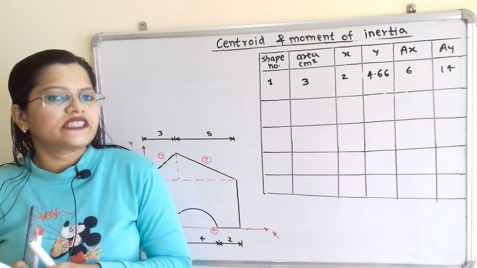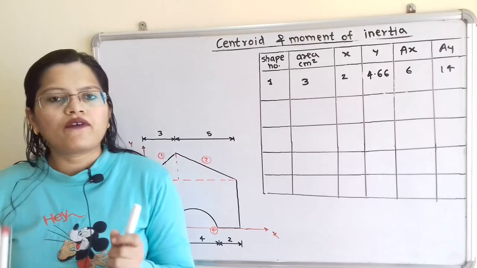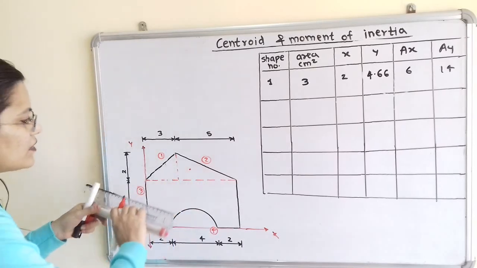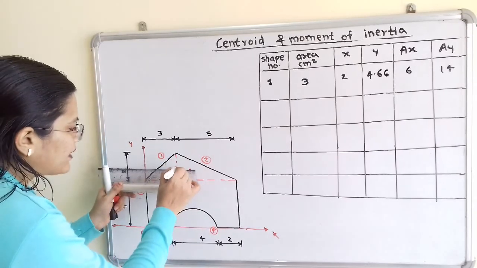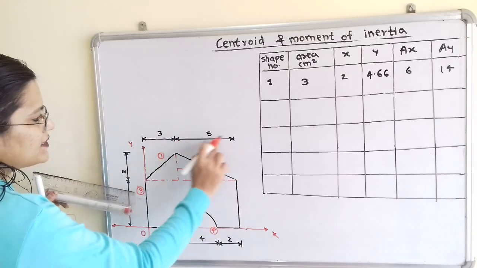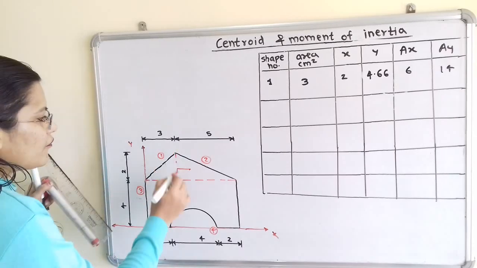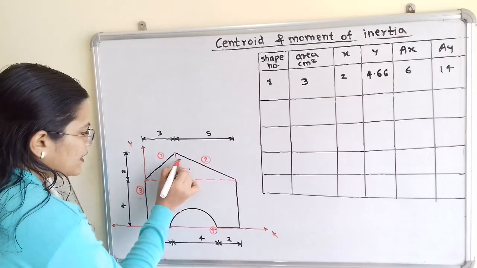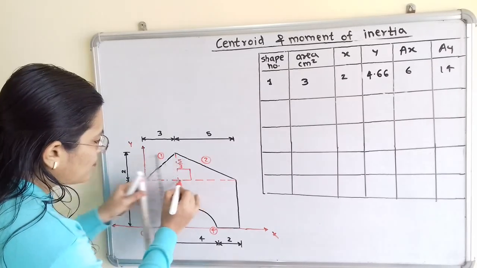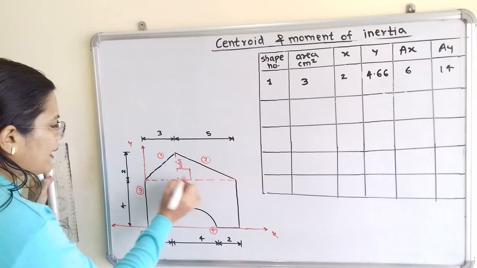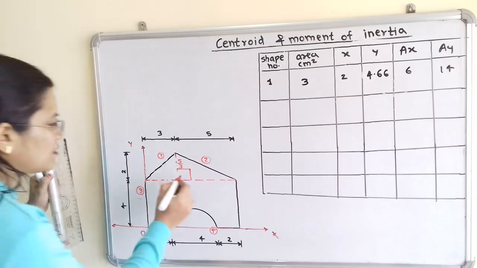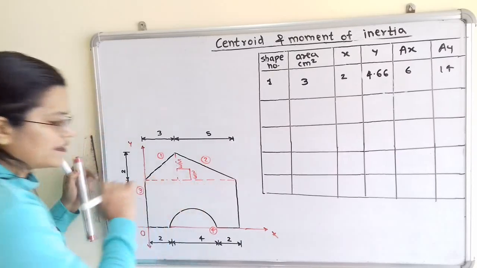Now we will move to shape number 2. First we have to select the center of this triangle, so we will select this point. Its horizontal distance from the height is equal to 1 by 3 multiplied by base. The base is 5 centimeter, so 1 by 3 multiplied by 5 is 5 by 3. Its vertical distance from the base is equal to 1 by 3 multiplied by height. This height is 2 centimeters, so it is equal to 2 by 3.